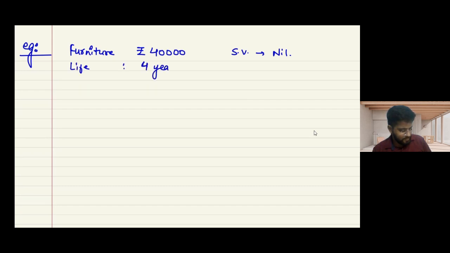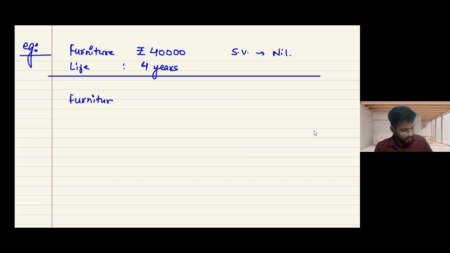Life is given as 4 years. You have to provide depreciation as per the provision for depreciation method. So let's first do the journal entries. When the furniture is purchased, furniture account is debited with rupees 40,000 to bank account rupees 40,000.